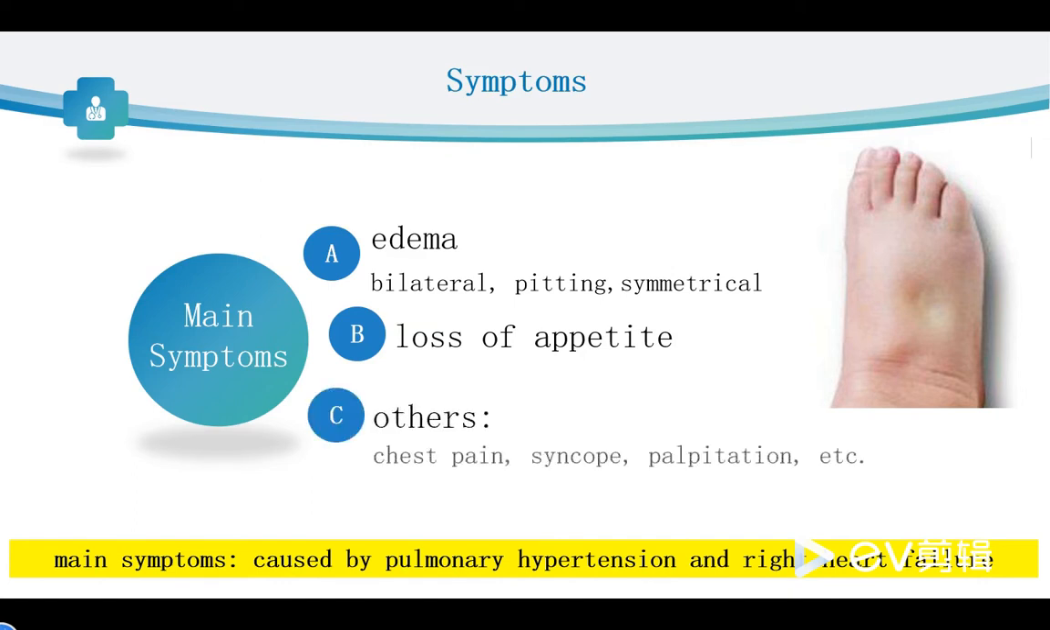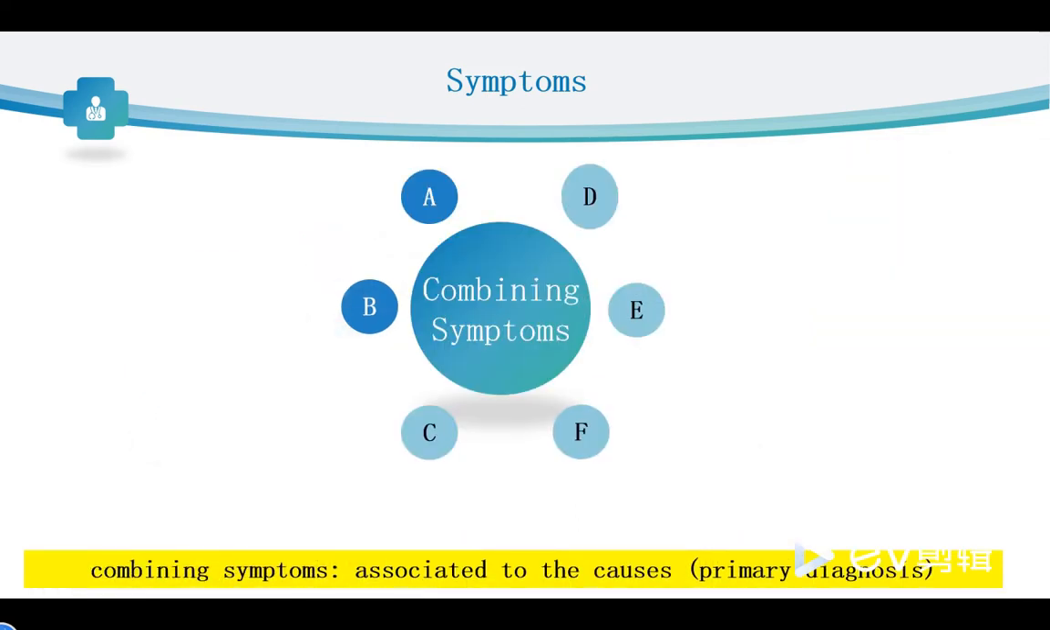Other symptoms include chest pain, syncope, palpitation, and so on. All of these symptoms are caused by pulmonary hypertension and right heart failure. The second group of symptoms is associated with the causes. That is the primary pulmonary or thoracic disease.